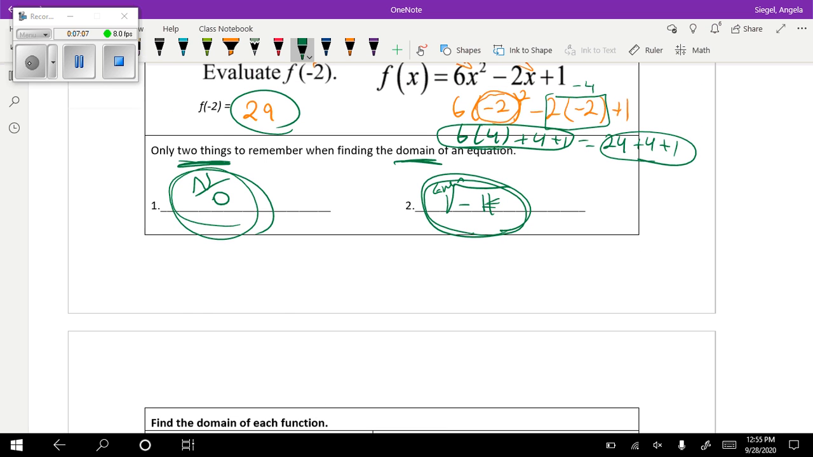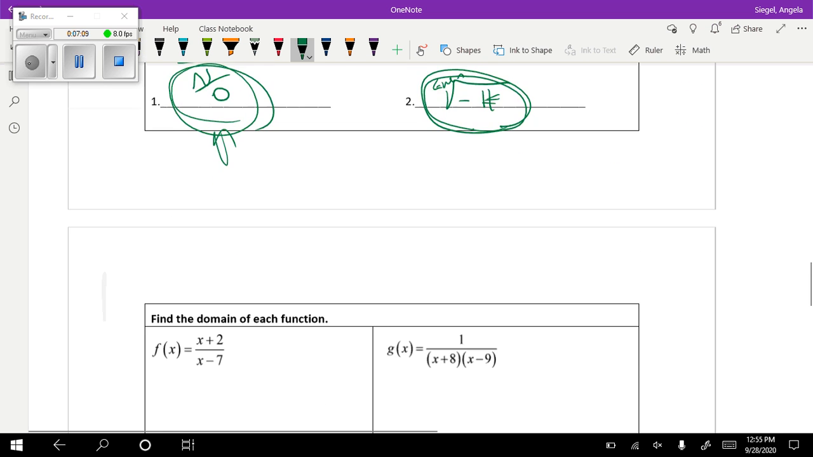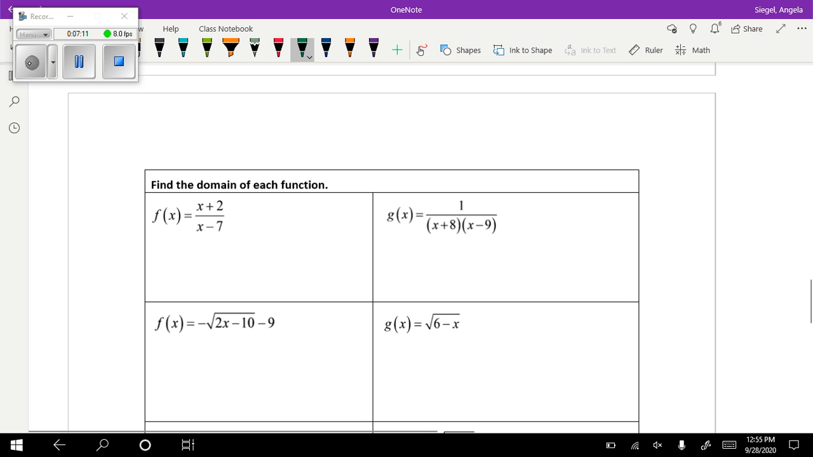Does it have a square root? No. Is it a fraction? Yes. So I'm going to look at that one. So I can't have this equal 0. So however you want to look at it, there's 2 different schools of thought. I always set it equal to 0 because I know that's what it can't be. So x equals 7. So I know that x cannot equal 7.